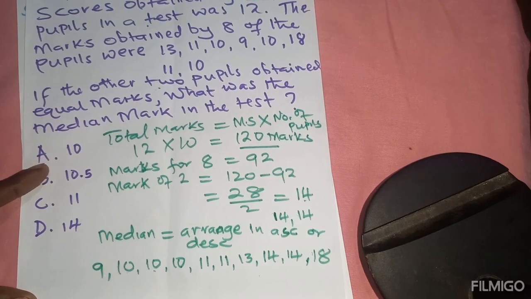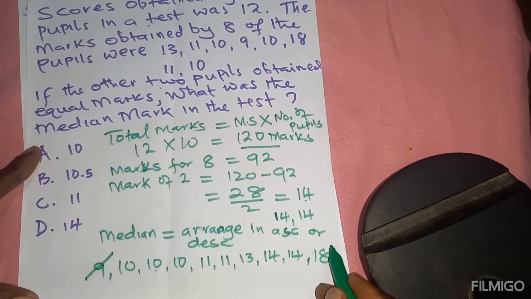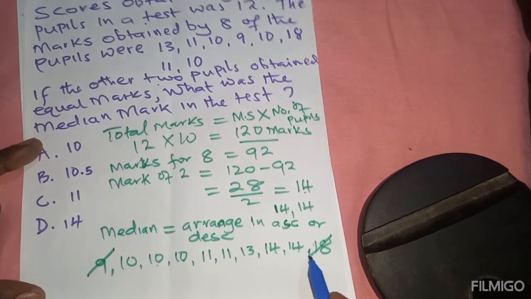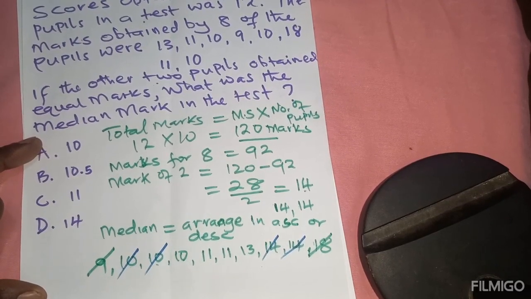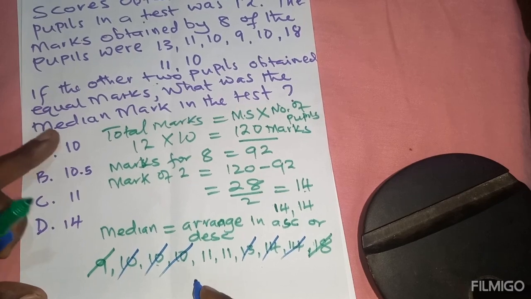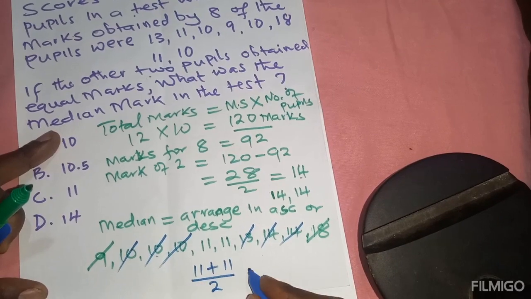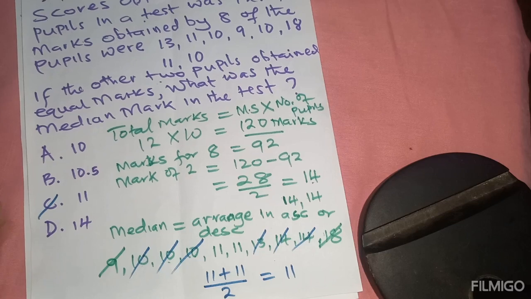After we have arranged in ascending order, you remove 1 pupil from both ends. So you do like that. Cancel both sides like this. Then the remaining 2 at the center, you should add and divide by 2. So this is 11 plus 11 divided by 2. So our answer becomes 11, which is choice C. That is how we do.